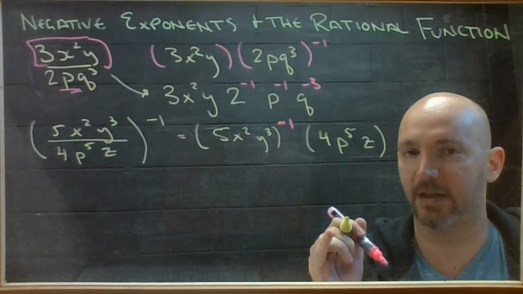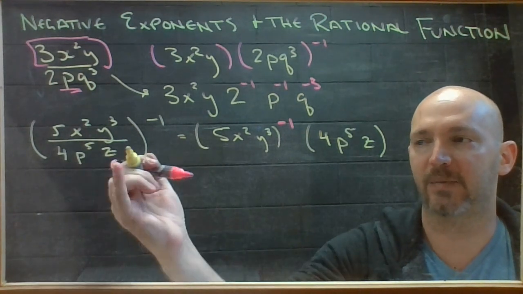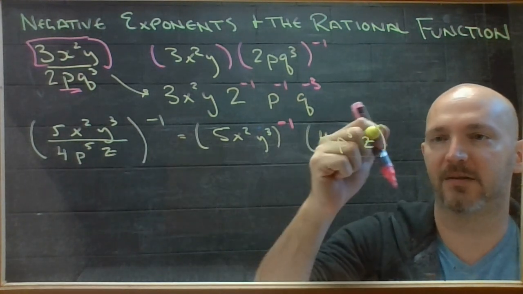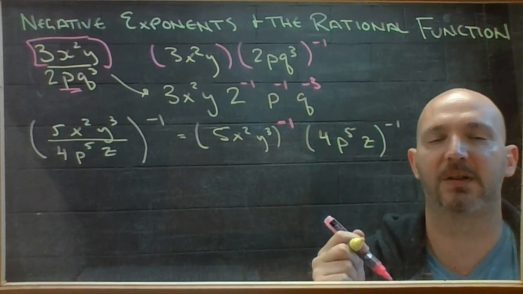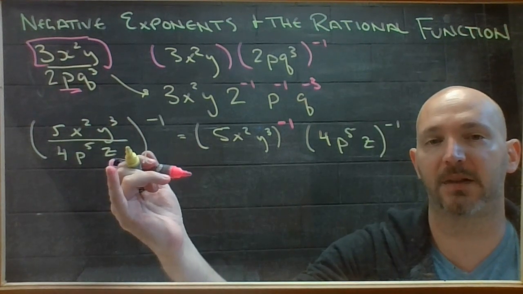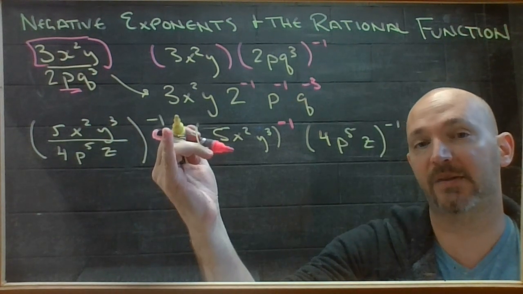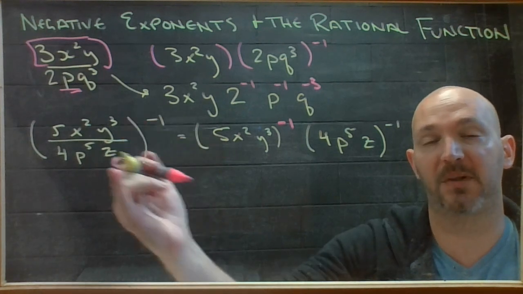Now, this is where you have to be careful. This was already in a denominator, so it's to the exponent -1 because it's in a denominator. And then an extra -1 was applied to it because of this bracket.